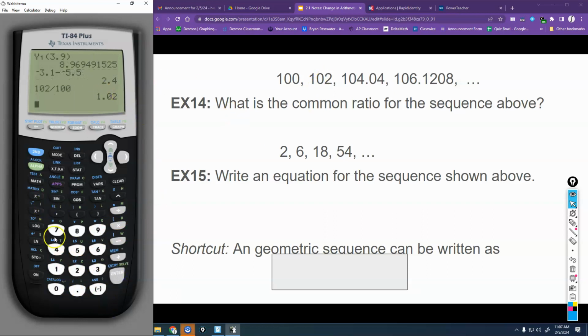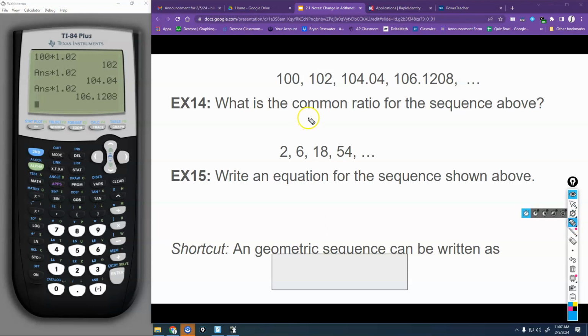Let's check to see if it works. If I do 100 times 1.02, I get 102. Then I multiply by 1.02, and I get 104.04. And then I multiply by 1.02 again, and I get 106.1208. So the common ratio, which we use an r for most of the time, would be 1.02.